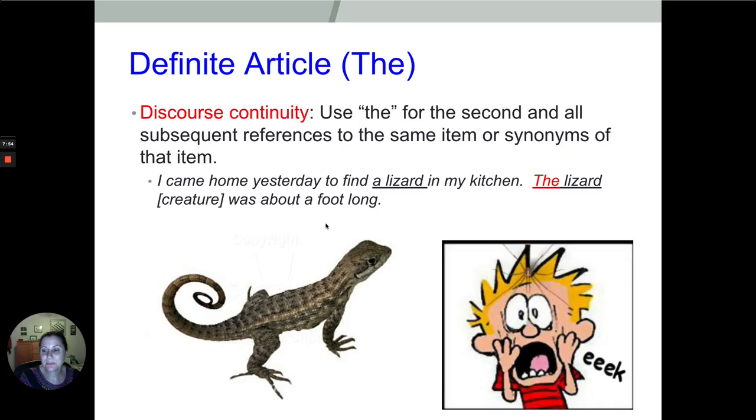And as I mentioned before, we use the the second time you mention something. Like, I came home yesterday and I found a lizard in my kitchen. This is the first mention. But then after that, I'm going to use the. The lizard was about a foot long.